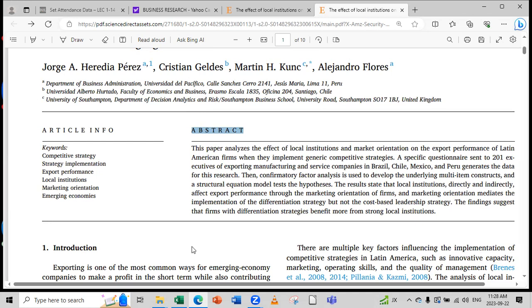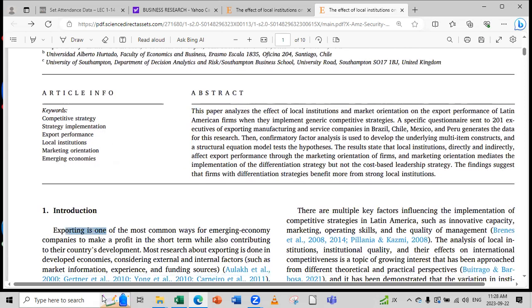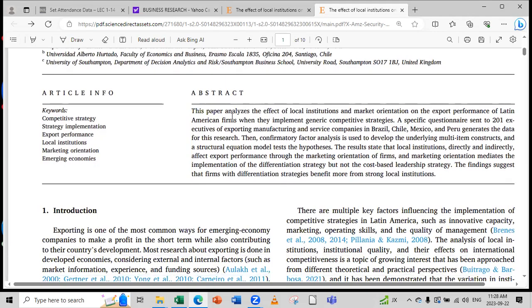For that reason, you have to know everything about the research. The abstract is short notes, and usually it's written in a smaller font than the research itself. If you see here, as an example, this word "paper", you find it less in font than the word "exporting". The font is lower. Usually, this is the abstract, which I highlighted, this part.